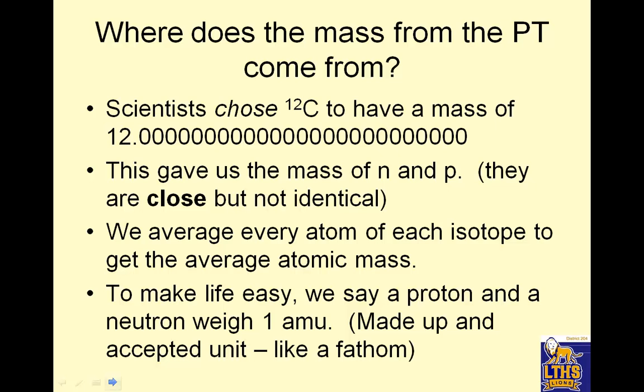Where does the mass from the periodic table come from? Scientists chose. They just had to pick something. They chose carbon-12, which is in all living things, the most abundant form of carbon, and they knew its mass was roughly 12. So they defined carbon-12 as being 12.000 forever. This gave us the mass of a neutron and protons. Now, neutrons and protons are very close to having the same mass, but they're not identical. We average every atom of each isotope to get the average atomic mass.